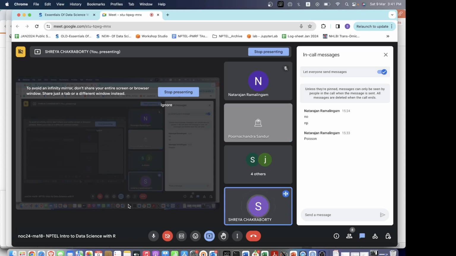Question paper pattern, this will be similar to the assignment problems that you are doing, but I'm not really aware of the exact pattern. So you can contact the NPTEL team to get to know more about the exact pattern, like how the questions would be.